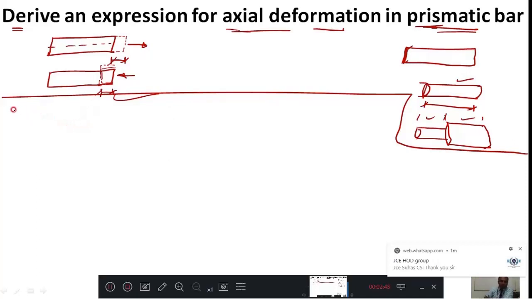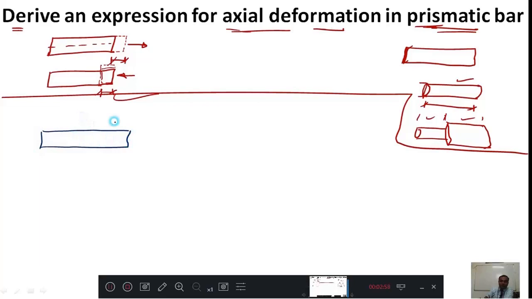Now the first one: let us consider a prismatic bar of length L. Write it down in words. Let us consider a prismatic bar of length L, cross sectional area A, and subjected to an axial pull of P, as shown in the figure.